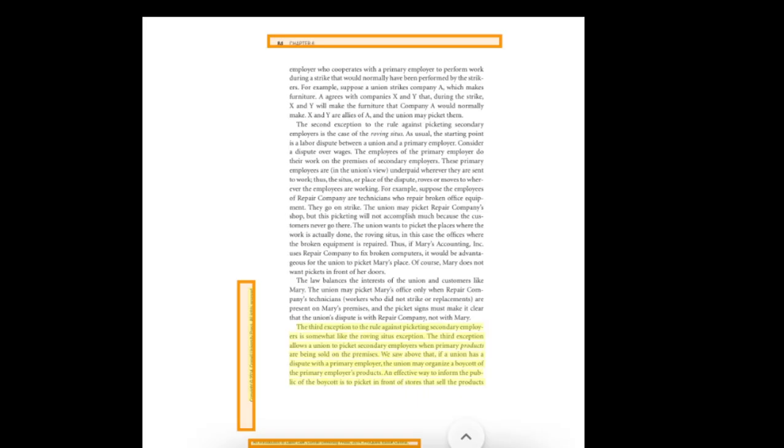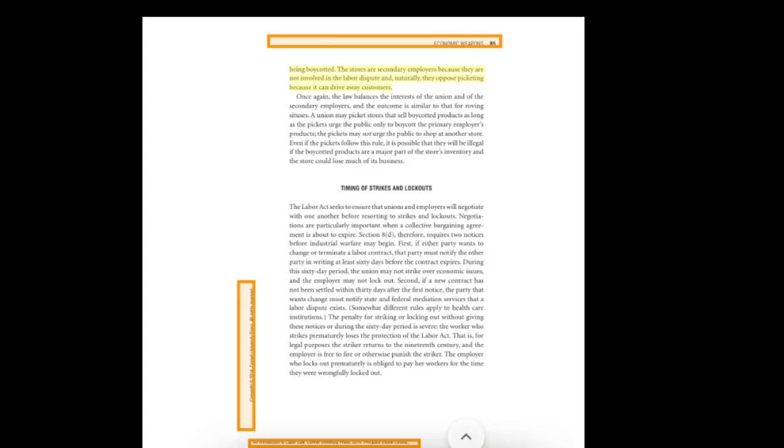The third exception to the rule against picketing secondary employers is somewhat like the roving situs exception. The third exception allows a union to picket secondary employers when primary products are being sold on the premises. We saw above that, if a union has a dispute with a primary employer, the union may organize a boycott of the primary employer's products. An effective way to inform the public of the boycott is to picket in front of stores that sell the products being boycotted. The stores are secondary employers because they are not involved in the labor dispute and, naturally, they oppose picketing because it can drive away customers.